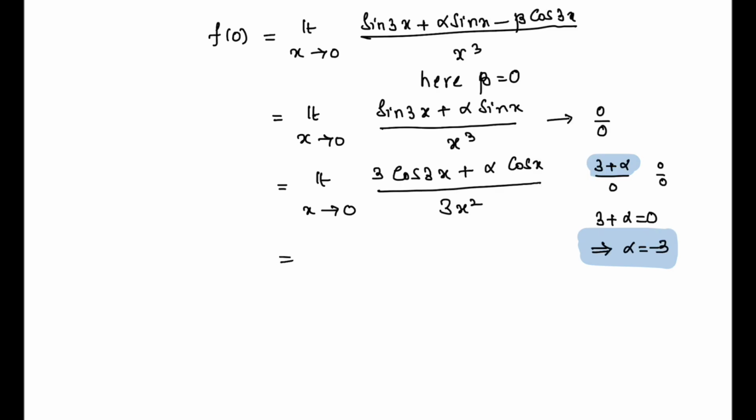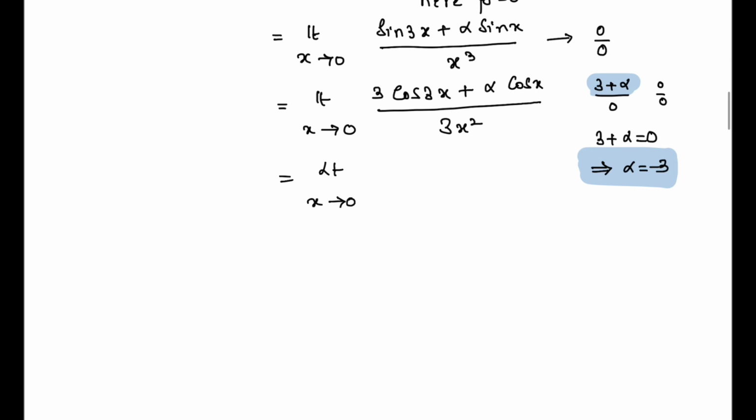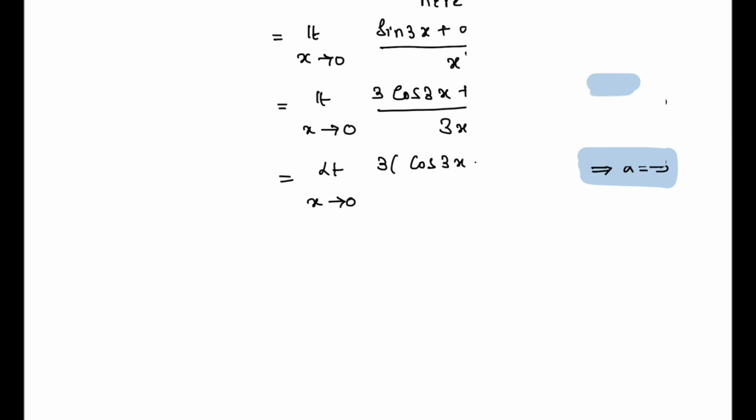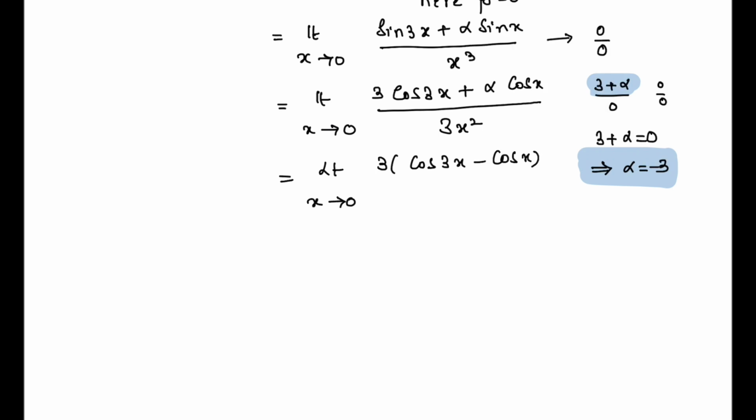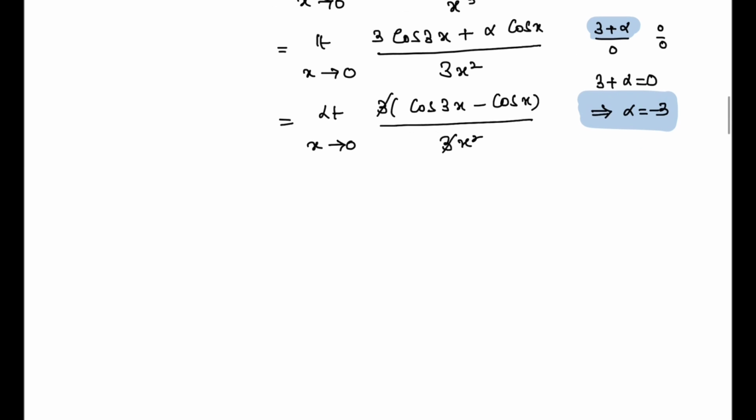So if you write alpha as minus 3 and take 3 common, limit as x tends to 0, what do you get? Cos 3x, and alpha is minus 3, you substituted minus 3 here. So taking 3 common, we get minus cos x divided by 3x square. So 3 cancelled. We got cos 3x minus cos x by x square.